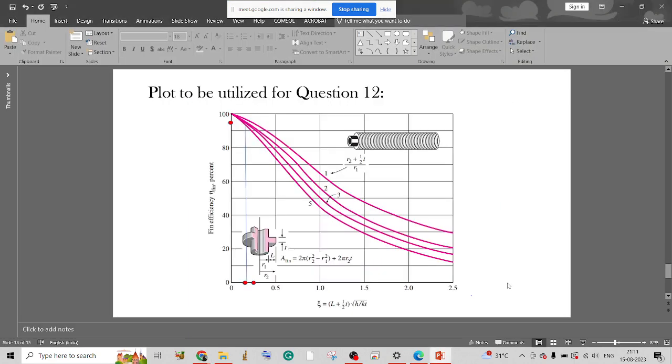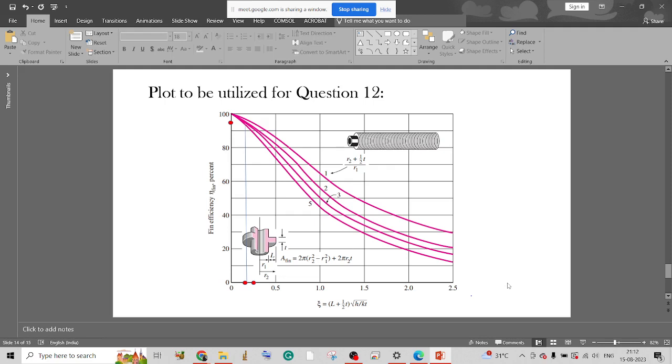First, what we need to find out? For this plot to be referred to, first we need to find out the length, that is half of d2 minus d1. That is the length of the fin. This is an annular fin, so its length will be R2, the outer radius of the fin, minus R1, the outer radius of the pipe, or half of d2 minus d1, anything. So it is half of 0.06 minus 0.03, that is 0.015 meter. So this is the length.